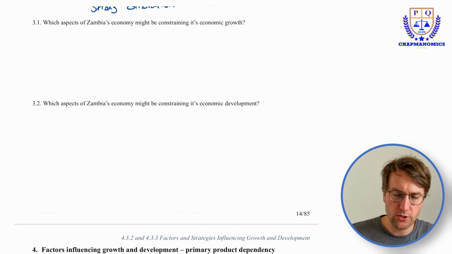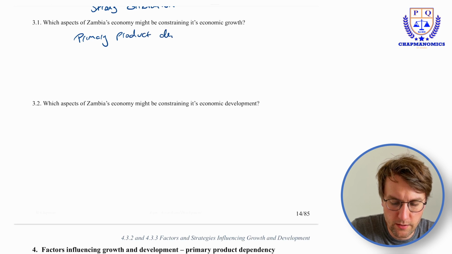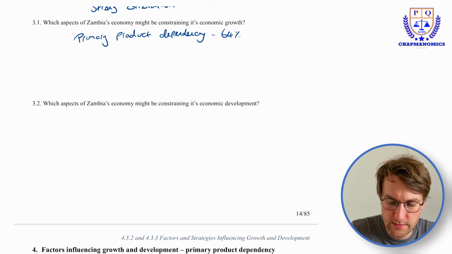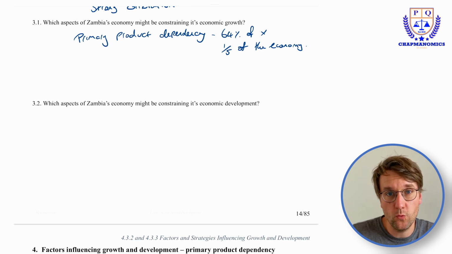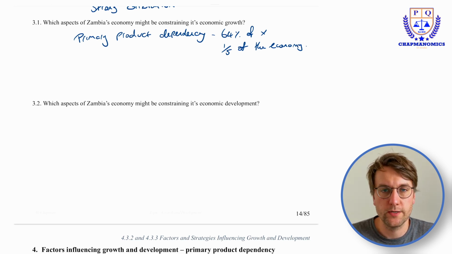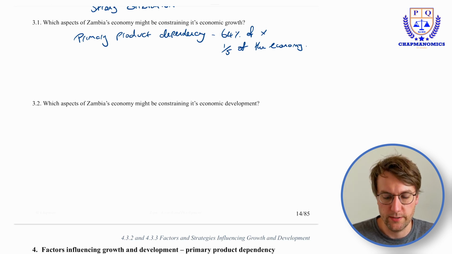So the aspects of Zambia's economy that might be constraining its growth, well, it's dependency on primary products, and I'm going to call this primary product dependency, because we have 64% of exports and 1/5 of the economy. That's huge. This is maybe an economy that needs to diversify away from being focused on primary products, because if, as you saw in the extract, when there's a boom time, things are great. But when that boom is over, things are then pretty terrible for the economy. It's too dependent on those primary products.